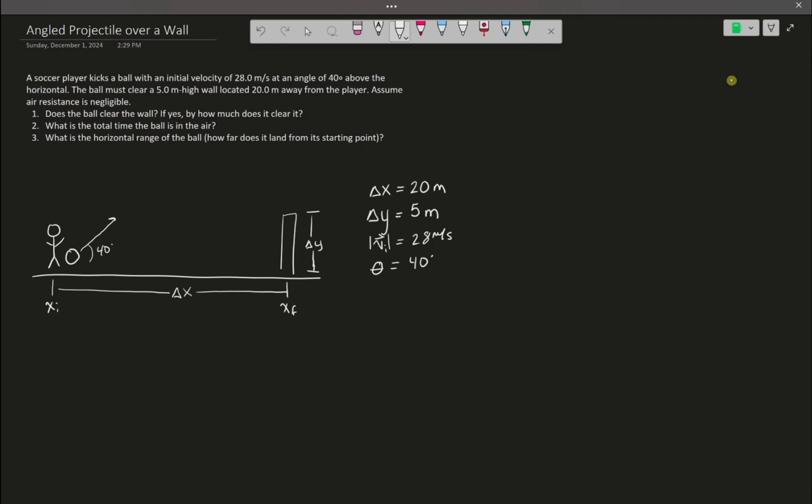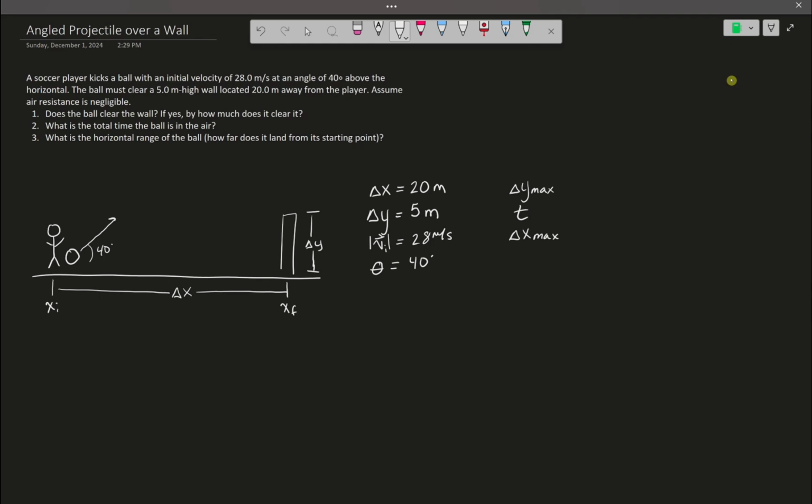So now let's figure out what it wants us to find. It wants us to determine if the ball clears the wall and by how much it clears the wall. So let's say, what is the maximum change in height of this ball? We need to find the total time that the ball is in the air and the maximum displacement in the x direction. So how far does it land from the place that it started?